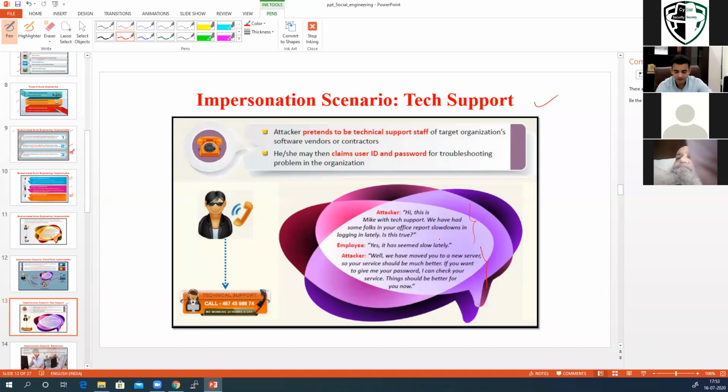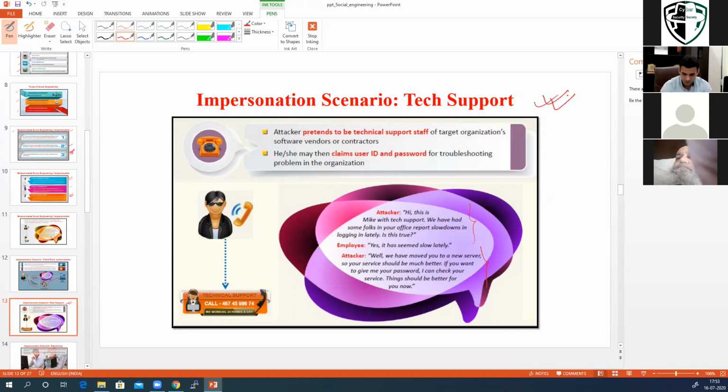Then the attacker says, yeah, well, we have moved you to a new server. Okay, so obviously that brings a new picture in, from where he can reveal that kind of thing. So he says, if you give me your password, I can check your service. Okay, so he will say give your password so that we can check whether the new server or the new machine is working properly or not. Then obviously this information can be revealed. Okay, so this is another case.